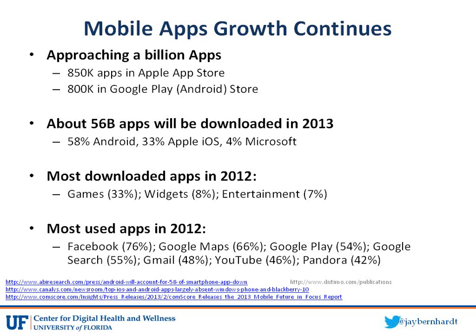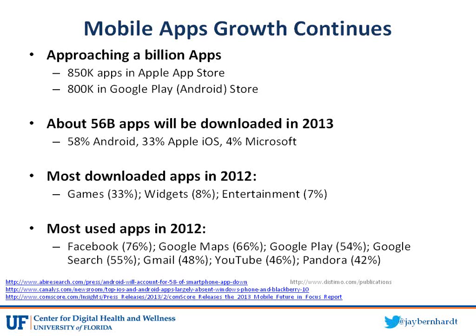And in terms of apps, apps are huge in numbers, not as much as texting, but still enormous numbers, more than 800,000 apps available respectively in the Apple App Store and the Android Store. About 56 billion are predicted to have been downloaded this year in 2013, and you can see the breakdown in terms of frequency by platform. Most common apps are actually games. Almost a third of all apps that are downloaded on smartphones are games, followed by widgets and entertainment type tools.